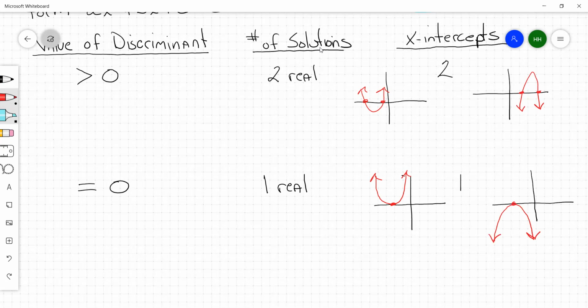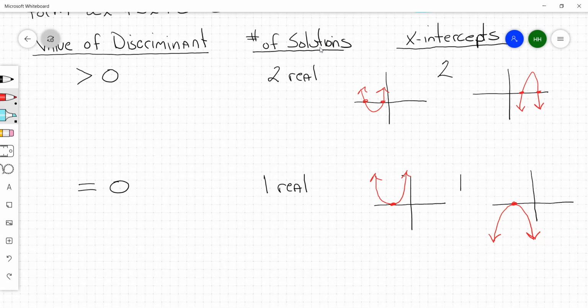And your vertex is right on the x-axis. That's the only point of the graph that touches the x-axis. All right, so discriminant equal to 0, you have one real solution. Your graph is going to touch the x-axis at one place.